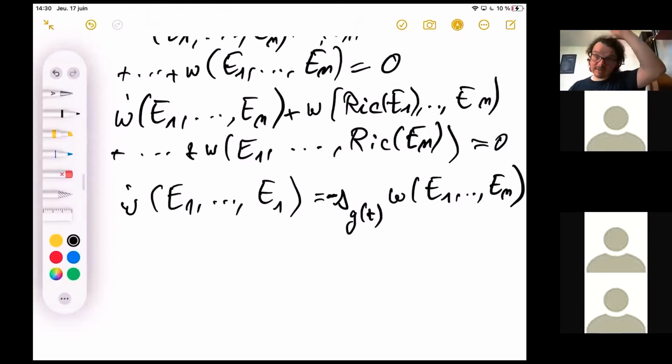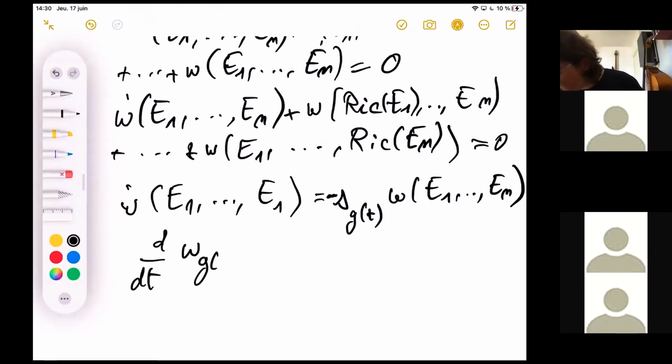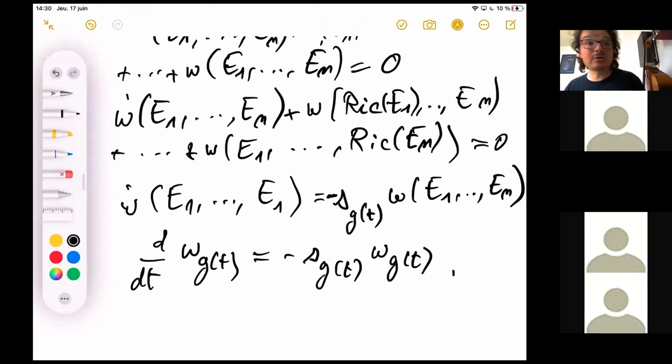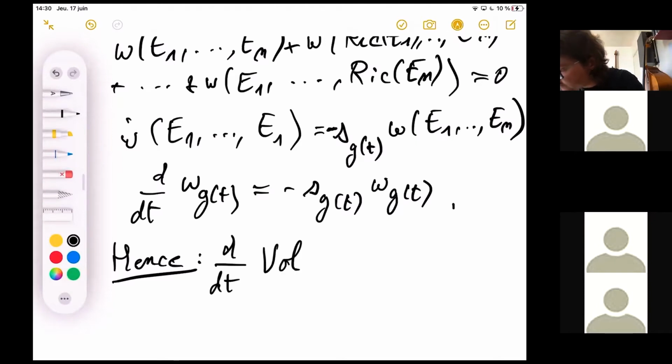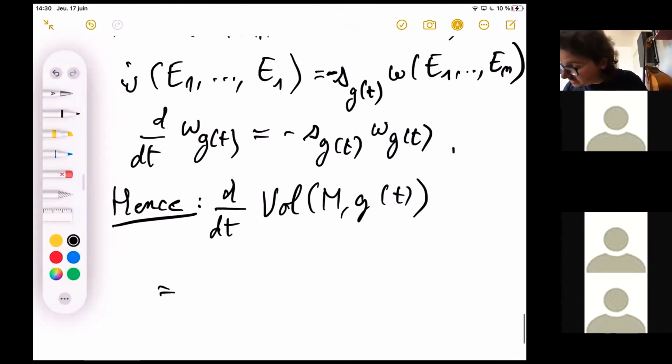Okay, so now that we have that the volume form itself satisfies d/dt of omega_g(t) is equal to minus the scalar curvature times omega_g(t), we can look at the evolution of the volume of a solution of the Ricci flow. So this will be equal to the integral of omega.